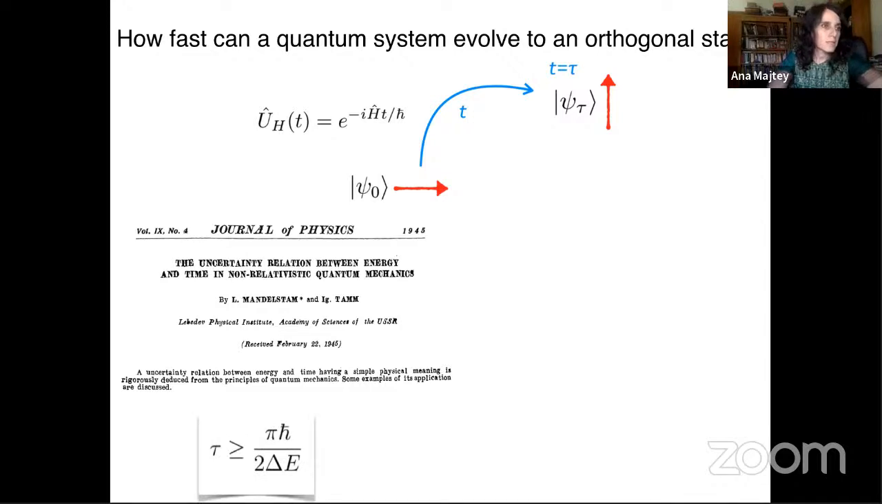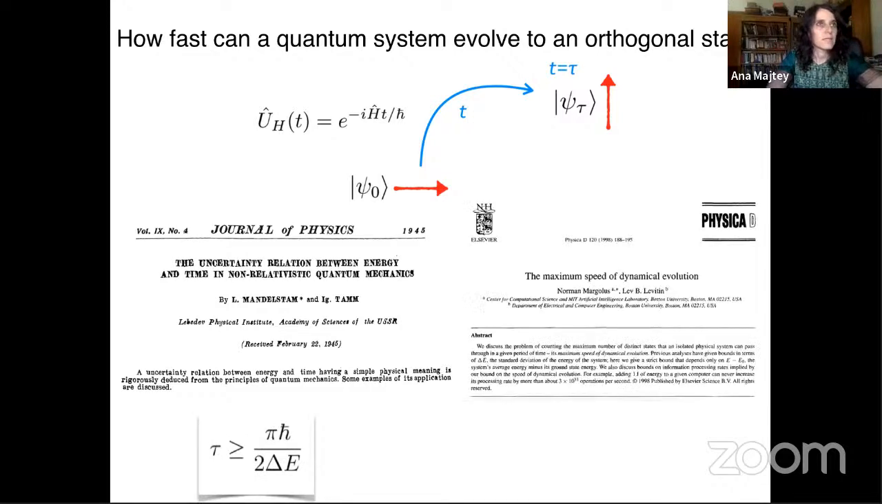Several years later, indeed 53 years later, a second answer came with this work by Norman Margolus and Lev Levitin. They derive another bound which is independent from the Mandelstam bound, in the sense that the Mandelstam bound cannot be reobtained in terms of this other bound, and they bound the speed of evolution in terms of the mean energy of the system relative to the ground state.